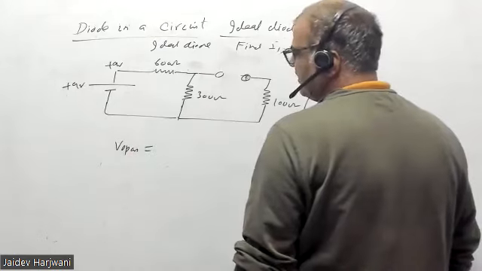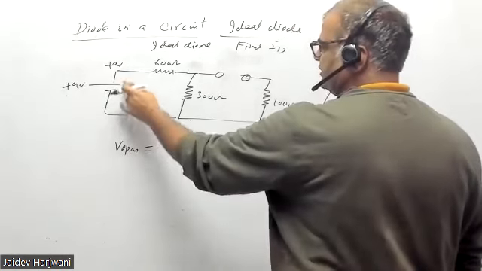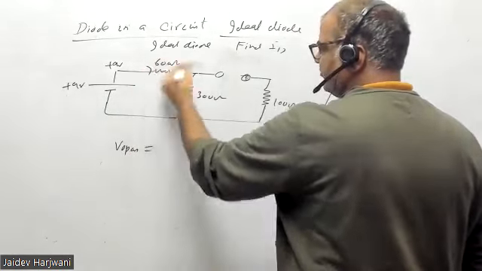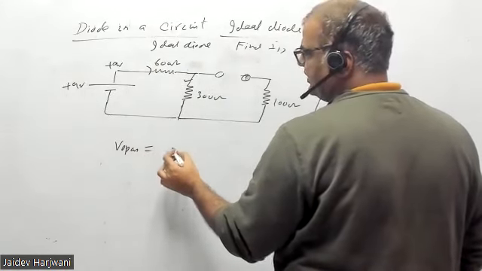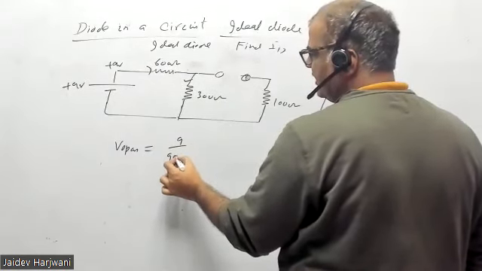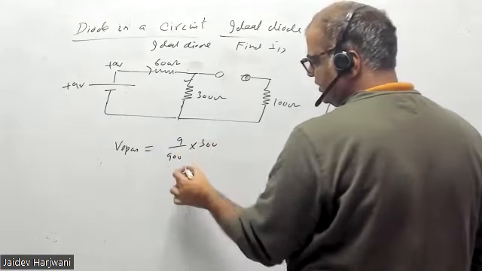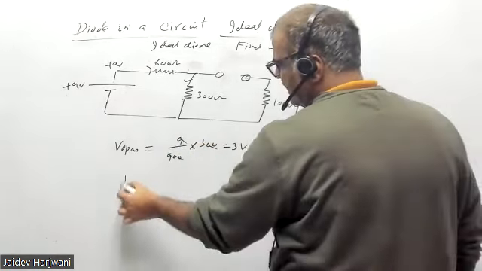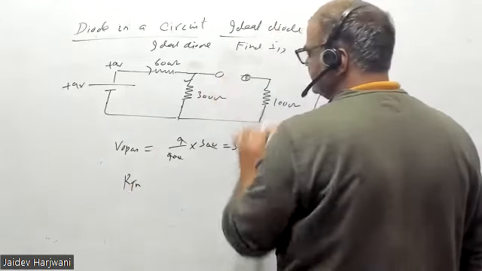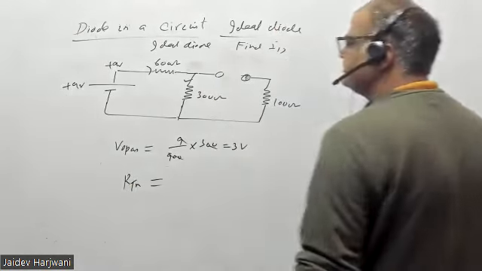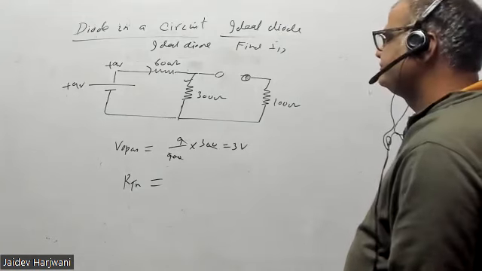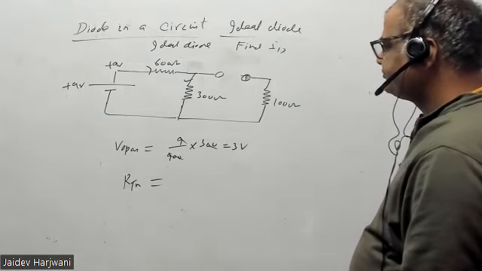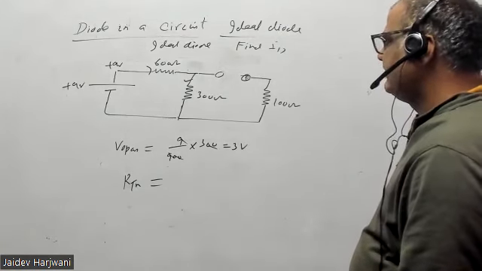And R Thevenin. Here no current is flowing, so V open will simply be 9 divided by 900 into 300, so that is 3 volts. And what is R Thevenin? Tell me across this resistance, what is R Thevenin?